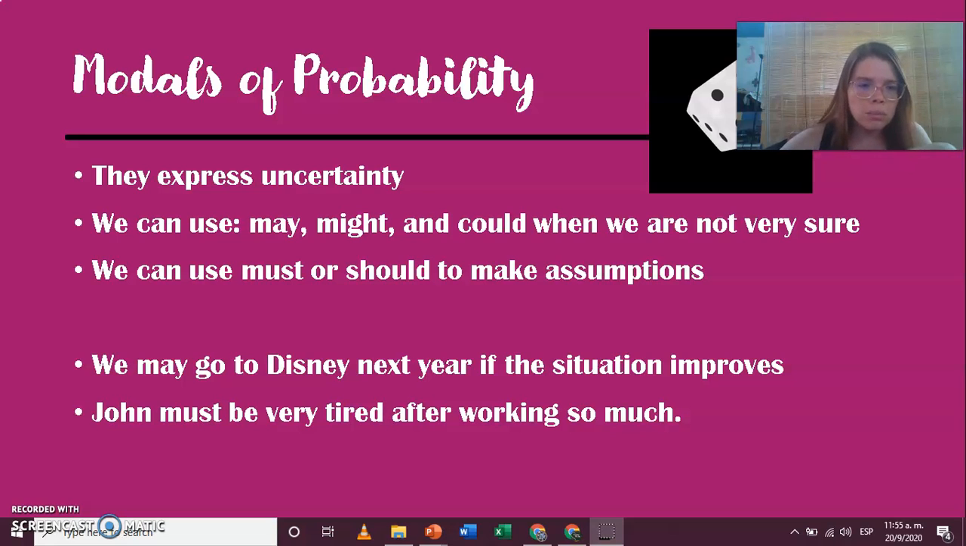Here you have some examples of the two groups of modals of probability. For example, we may go to Disney next year if the situation improves. So we don't know if the situation is going to improve or not. So it is completely uncertain. However, in the second example, it says John must be very tired after working so much. Well, this is an assumption. I don't know for a fact if John is tired, but I imagine he is because he has been working for a long time.